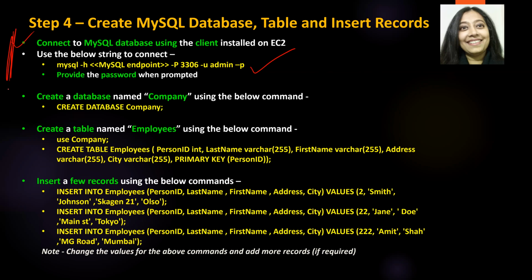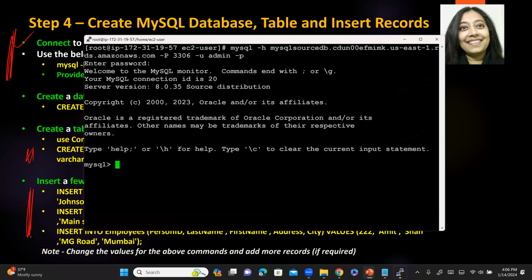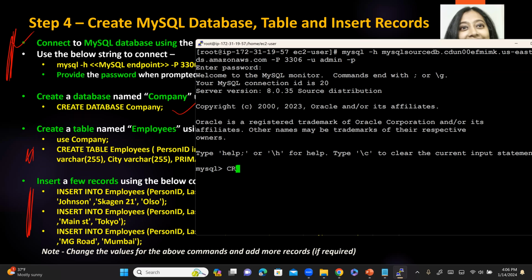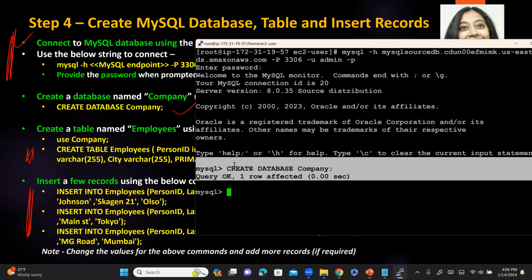The next thing that we need to do is we need to create a database named company and then a table called employees. Now, of course, you can create any database and table that you like. And after that, we are going to insert a few records in it. So let us go ahead and do that. So it's going to be create database company. So database has been created successfully, as you can see here.